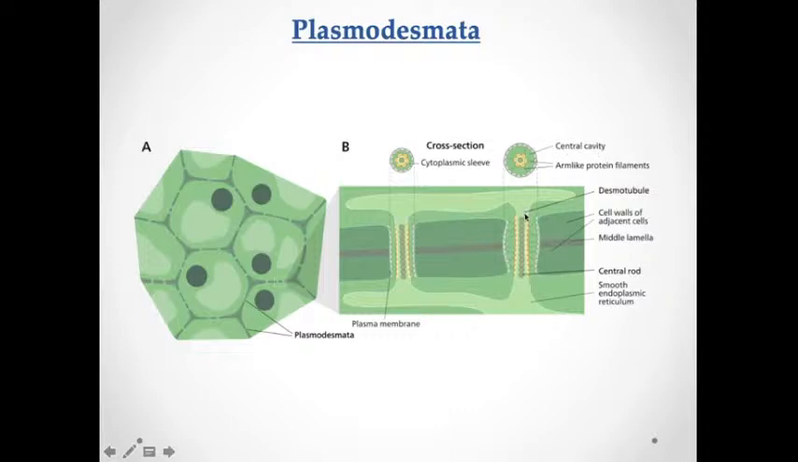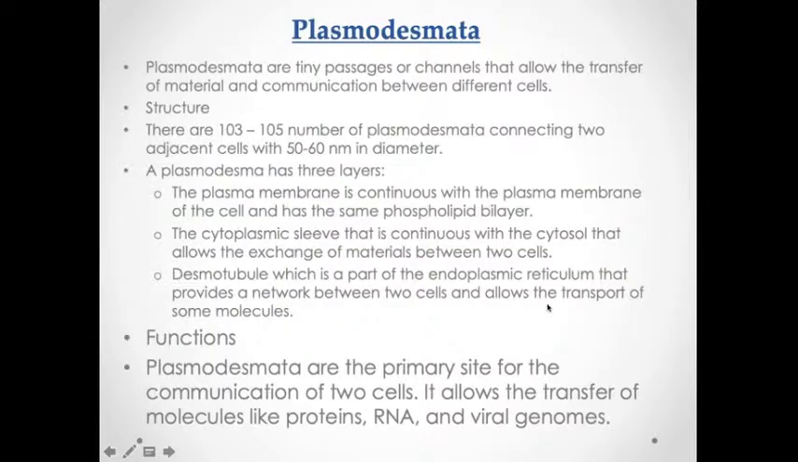And here you have desmotubule. These are cell walls with adjacent cell walls. Here is the middle lamella. Then in the center is a central rod, and here is smooth endoplasmic reticulum. These are structures present in plant cells only.